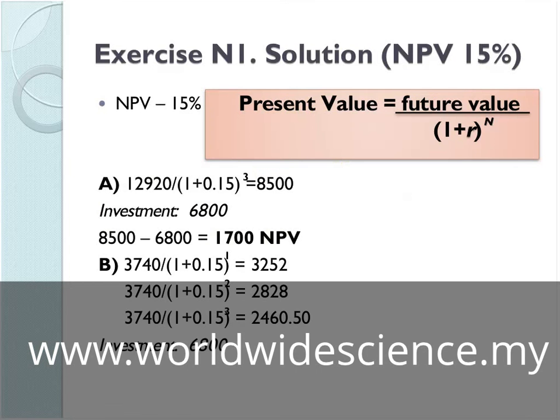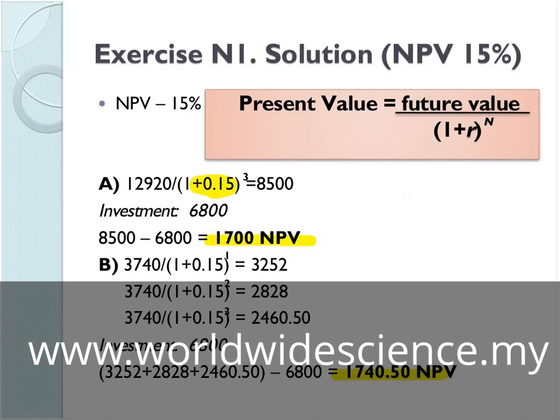Okay, let's see the next one. The NPV at 15%, we do the same things. Here I just changed this, you see the 0.15, that means 15%. I made a correction with these numbers. Then of course you will get different answers as you see. For project A it is 1,700 NPV. For project B is 1,740.